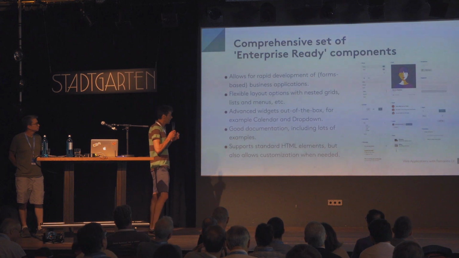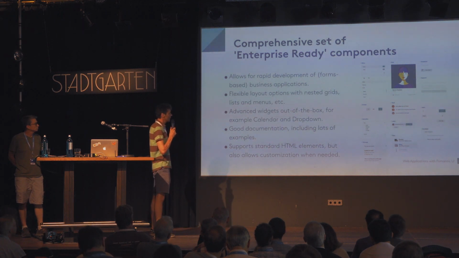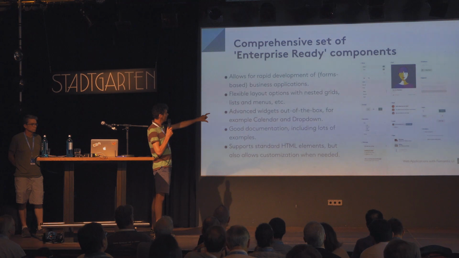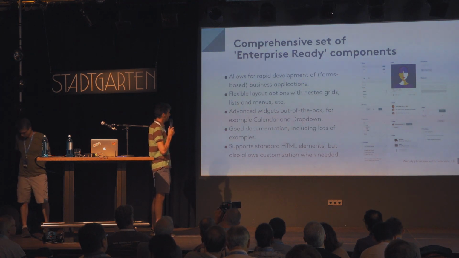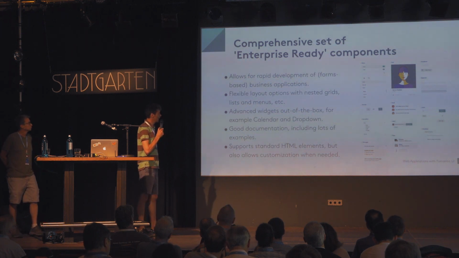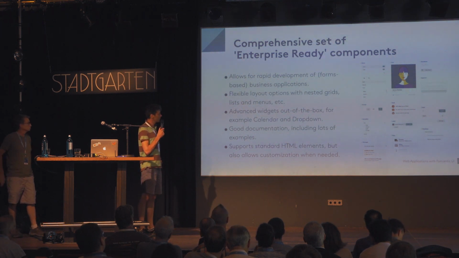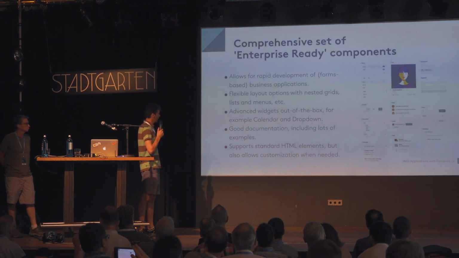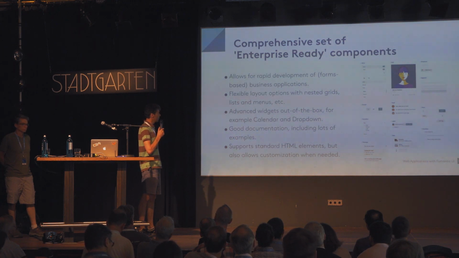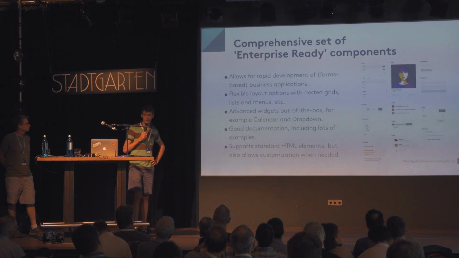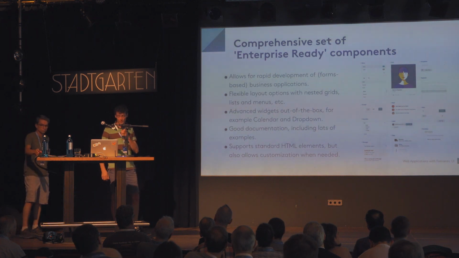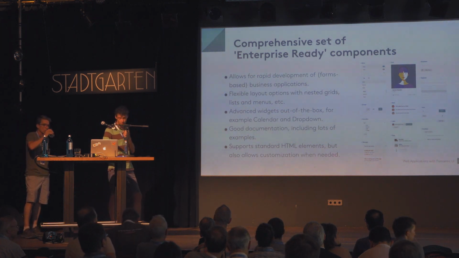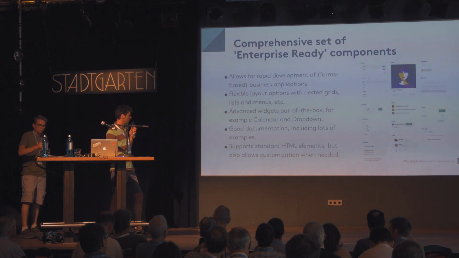So if you look at Fomantic UI, I took a screenshot there on the right side. I'll go and explore it a little bit more. It allows for rapid development of, well, you could say forms-based business applications, but there are a lot of alternative applications, of course. There are a lot of flexible layout options with nested grids, which is something that was lacking in some other frameworks. And they've got a lot of navigational elements, like lists and menus and so on.